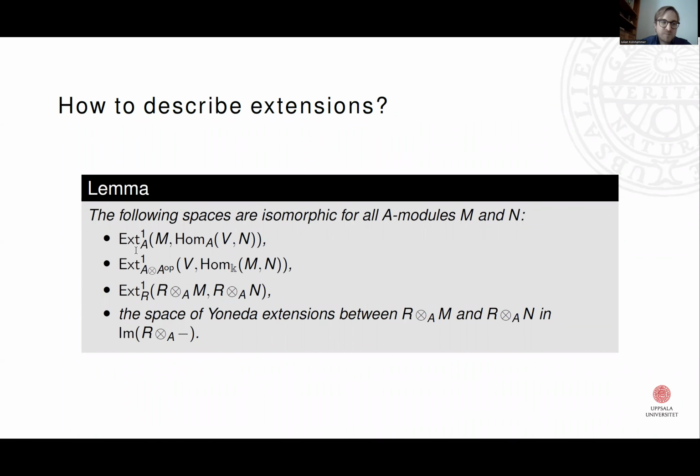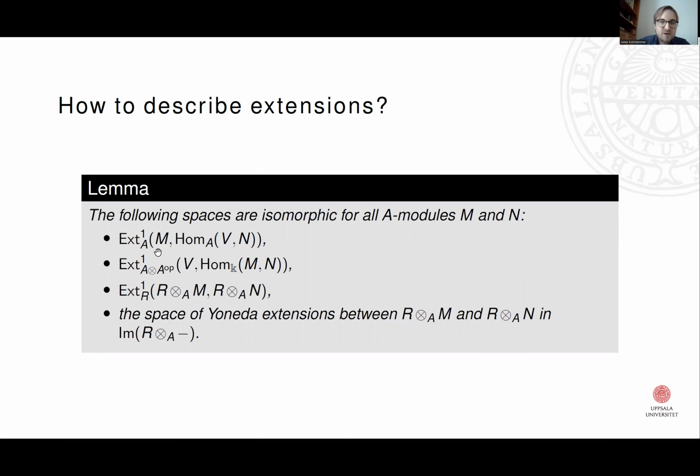So we had this description of the Kleisli category. Homomorphisms were Hom from M to Hom_A(V, N). And actually this holds also for Ext, basically because V is projective. No, V is not projective. V is projective on either side. Yeah, that's the key part here.